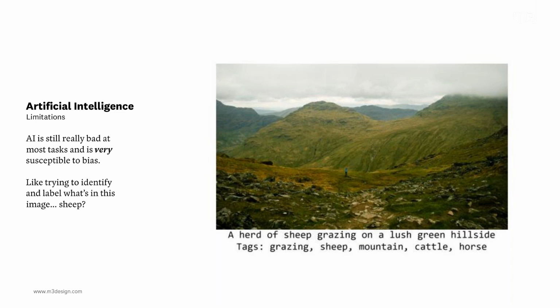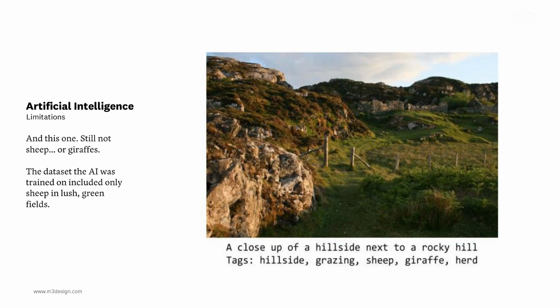So just to demonstrate that, there's an image here of a landscape, and an image recognition AI has attempted to label this image with what it believes is in it, and it believes this is a herd of sheep. And it also believes that this is a herd of sheep and possibly some giraffes. And the reason is that the data set that the AI was trained on included sheep only in fields and giraffes only in fields, and it doesn't really know what the difference between a sheep or a field or a giraffe is.